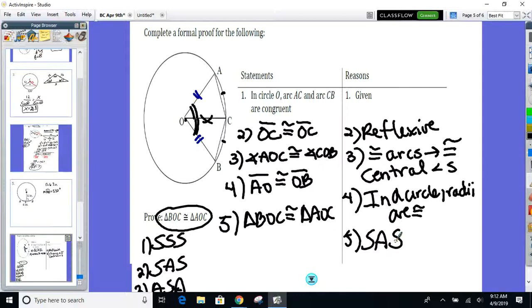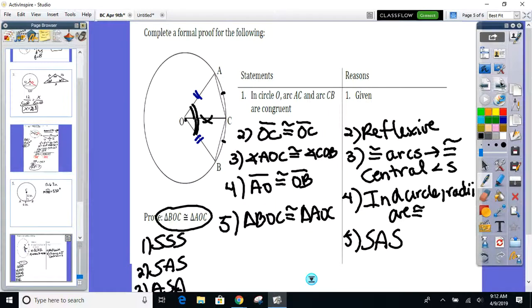All right. Also, anyone see you could have done side, side, side? How do I get BC congruent to AC? Congruent arcs imply what are these? Congruent chords from yesterday, all right? So you could do side, side, side. We all good? It's nice to get back into it, right? One more? Yeah, you got it. One more.